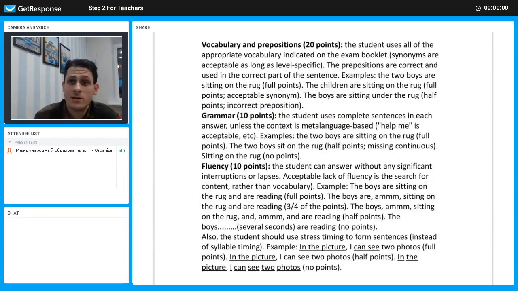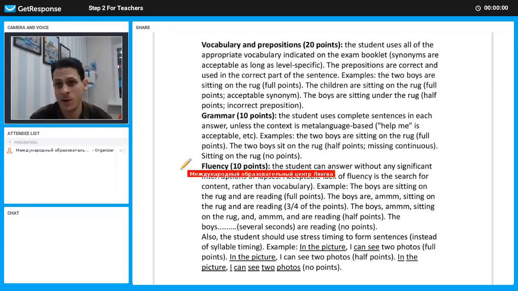Grammar, 10 points. Now, I would like to point out here that, for example, just saying help me or don't understand, although those are technically grammatically incorrect sentences, the students don't lose any points. So the student can even say help. And that's fine. There's no deduction of points for asking for help incorrectly. That's fine. And of course, fluency, how well the student can produce the language without interruptions.